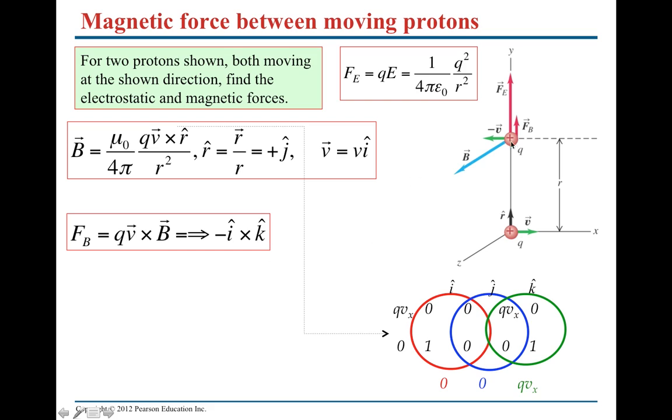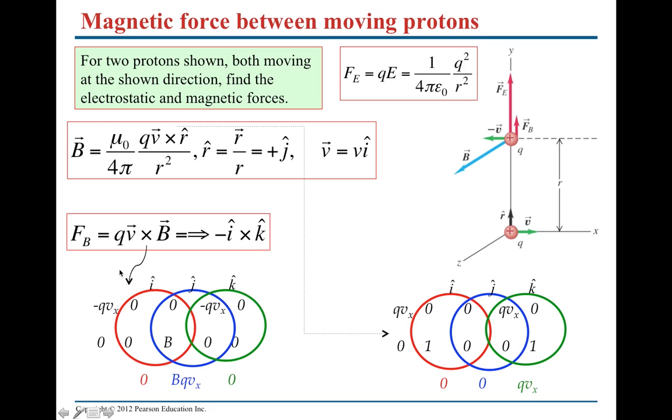And to calculate the magnetic force Fb, I have to do qv, this v here, crossed with B, which is produced by the lower proton. So that means I have to cross minus I hat with K hat, which comes from the magnetic field. Remember this is minus, so minus QVX, 0, 0, crossed with 0, 0, B, because it's along K hat.